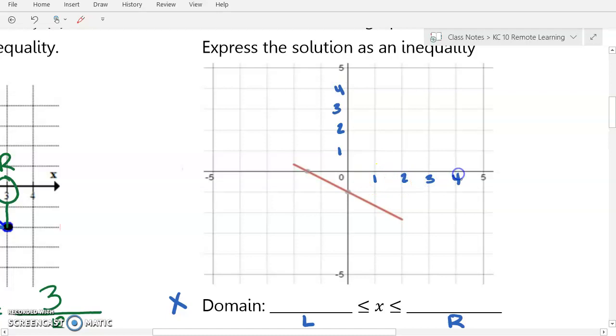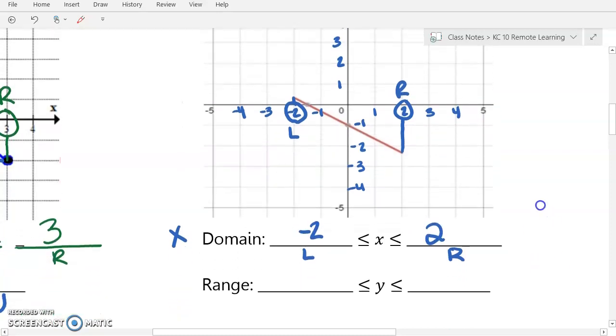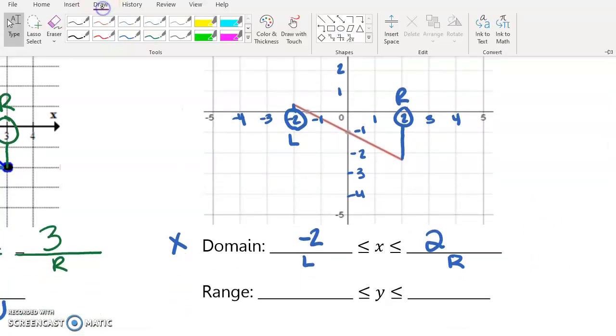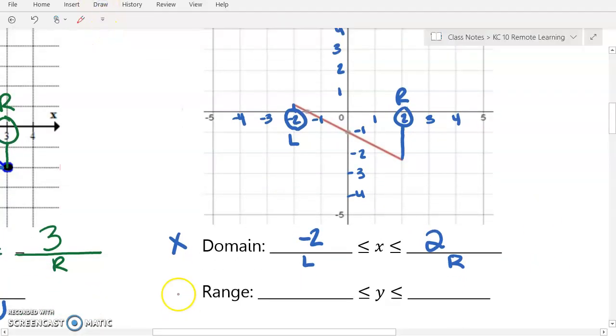Let me quickly just write them down. Alright, so the left number is going to be negative 2. The right number is going to be positive 2. So negative 2 less than or equal to x less than or equal to positive 2. And then we're going to repeat the same for the y, the range. So remember, range is bottom up.